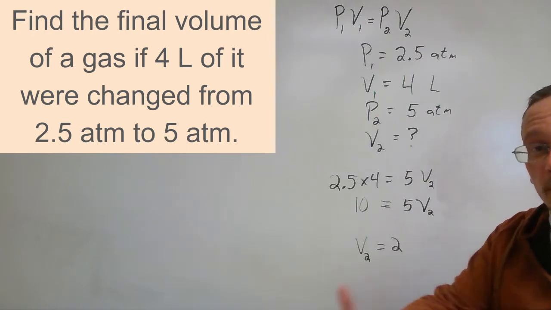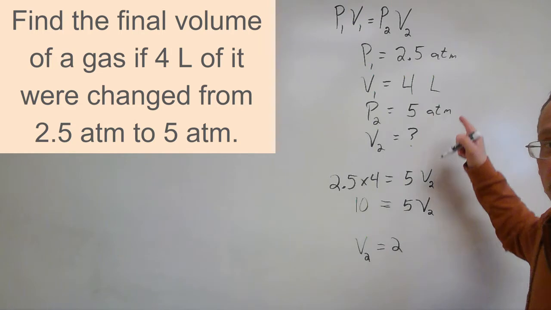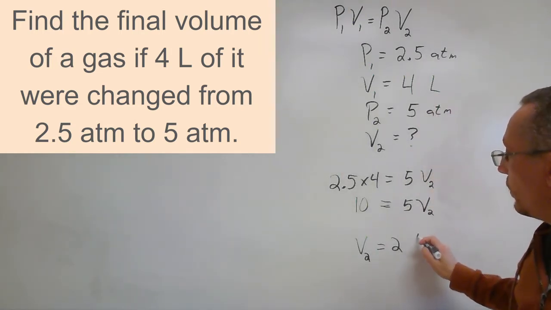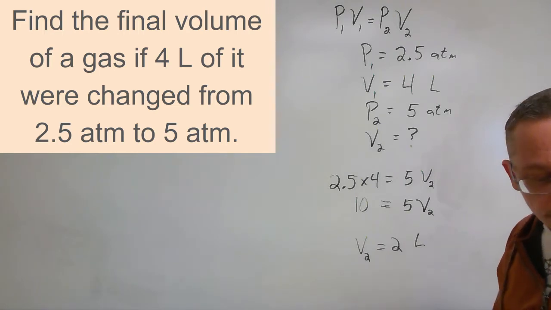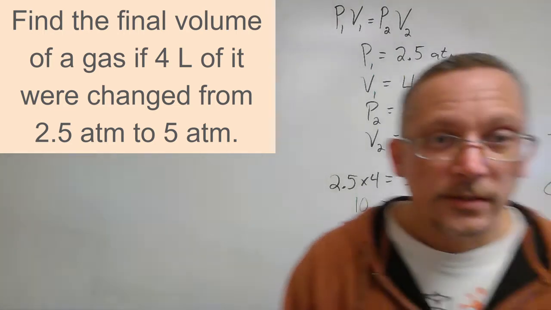And like we mentioned a minute before, we need a unit to put on that answer, and it's going to be the same as the other volume. The other volume was in liters, so it's 2 liters. And that is how we use Boyle's Law to solve a problem.